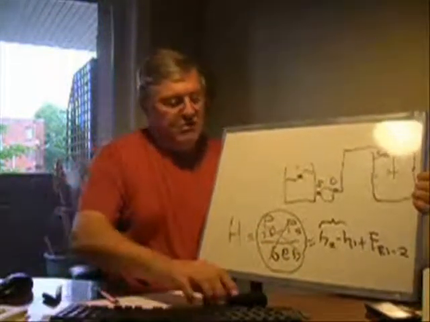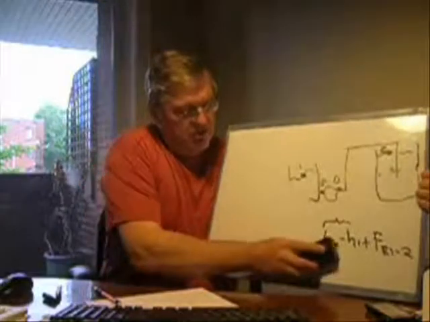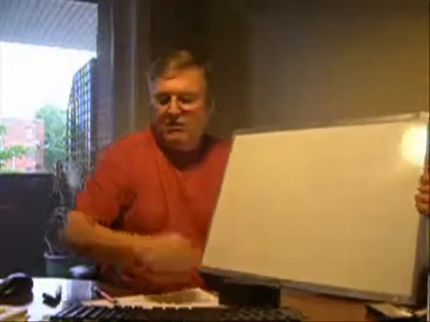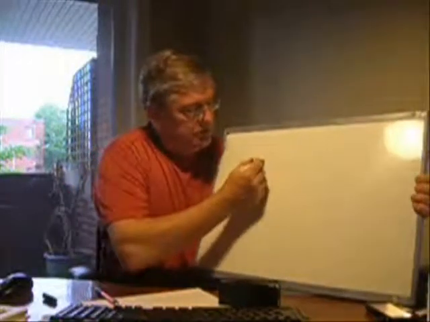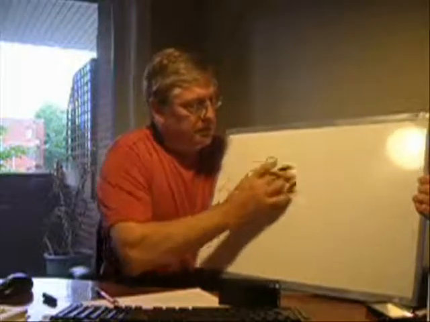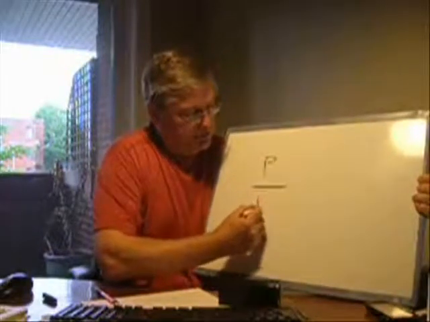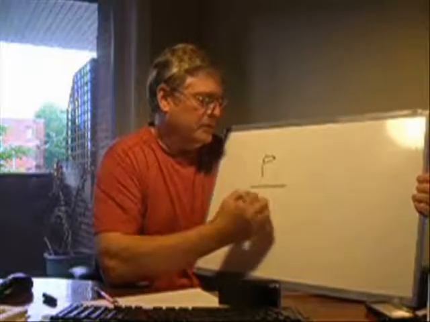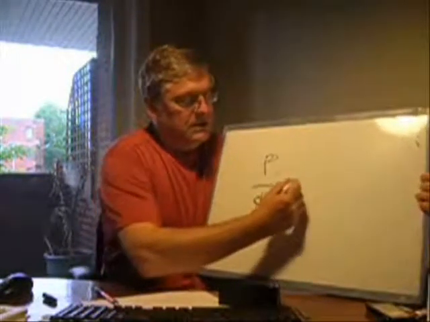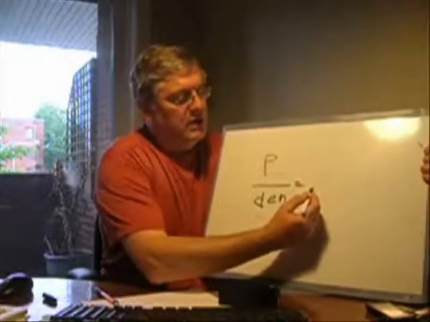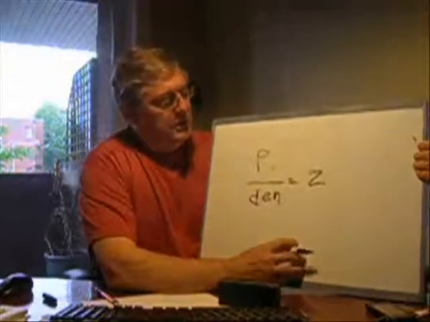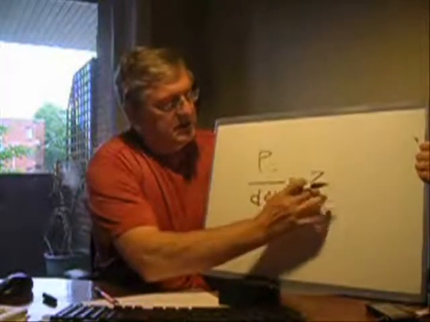So let's take a closer look. Pressure: we have a difference in pressure. I'm just going to say pressure over density is equal to a height. I'm going to call it Z. So this is pressure, density, and height.